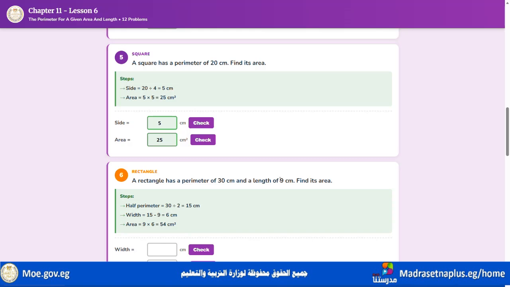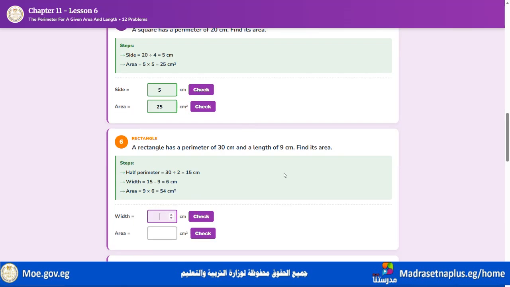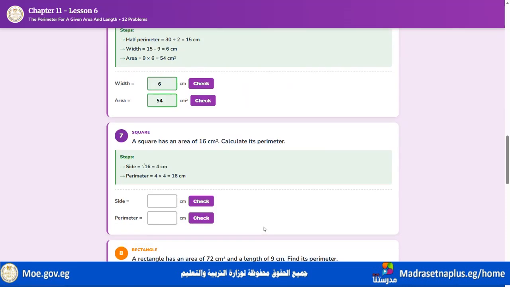Now I have the length and the width. How to get the area of a rectangle? It's easy for you. Multiply 9 by 6. So the width equals 6 centimeters and the area equals 54 square centimeters.